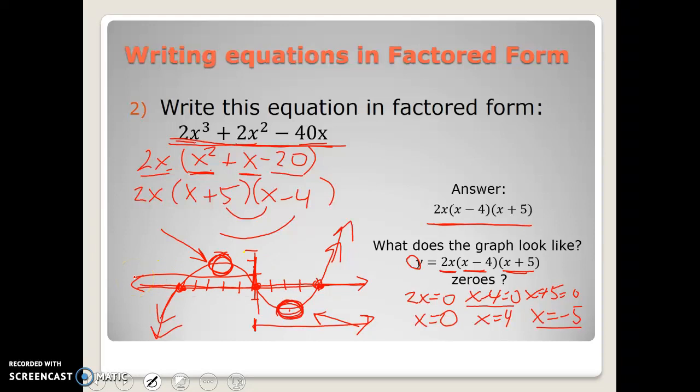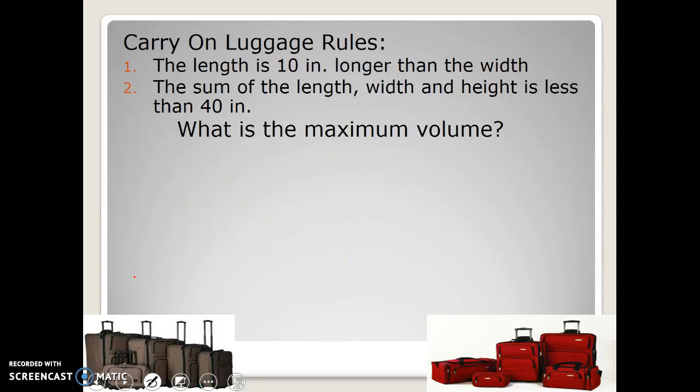And so we're going to look at how we can use the relative minimum and maximum to answer some questions. Let's take a look at this example here. Suppose you have some carry-on luggage and you want to make your luggage the biggest volume possible that is legal on a certain airline. So let's say that a certain airline has 2 standards. First, the length in any carry-on luggage is to be 10 inches longer than the width. And then it also has a stipulation that the sum of the length, the width, and the height has to be less than 40 inches. So with those stipulations, we want to make the biggest bag with the biggest volume.